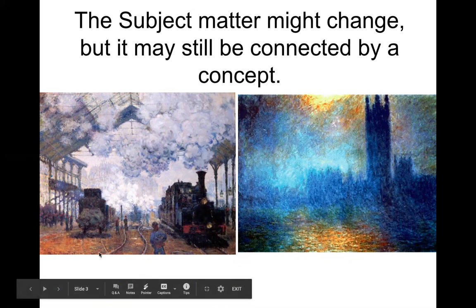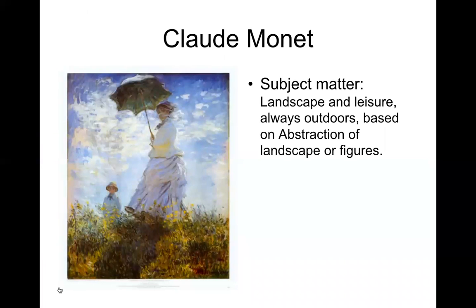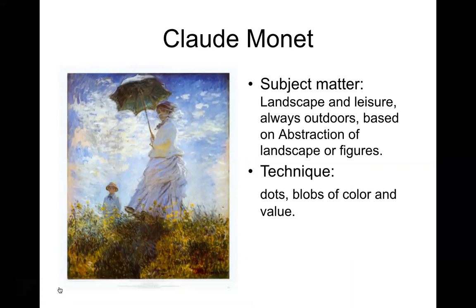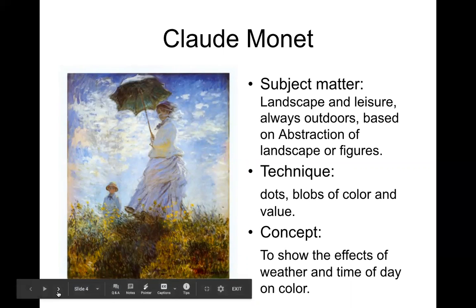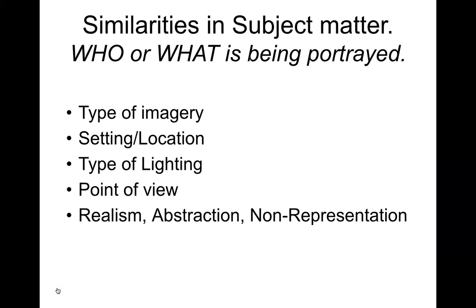So he's always using brushstrokes that are full of mark making. And so his subject matter tends to be always outdoors. He tends to have daubs of color, and his concept is to show the different effects of weather and time on color. Okay?